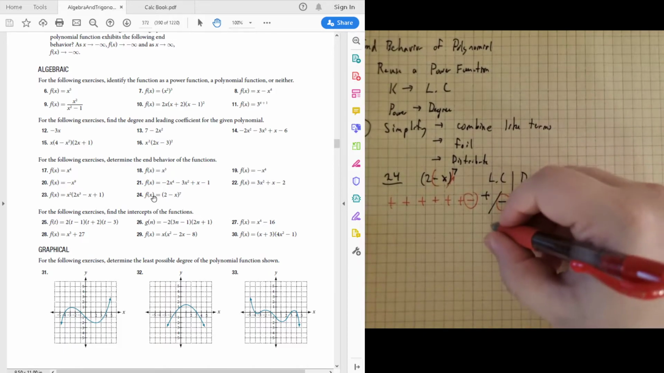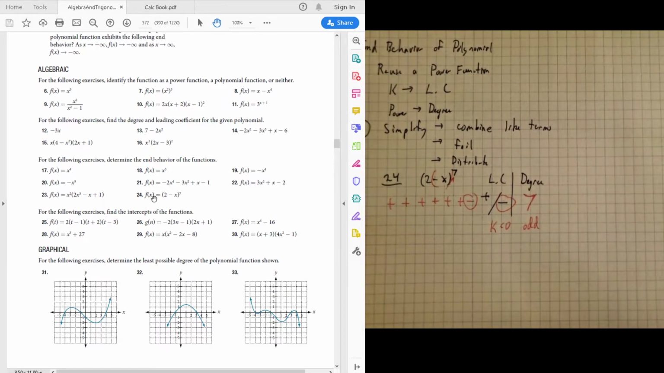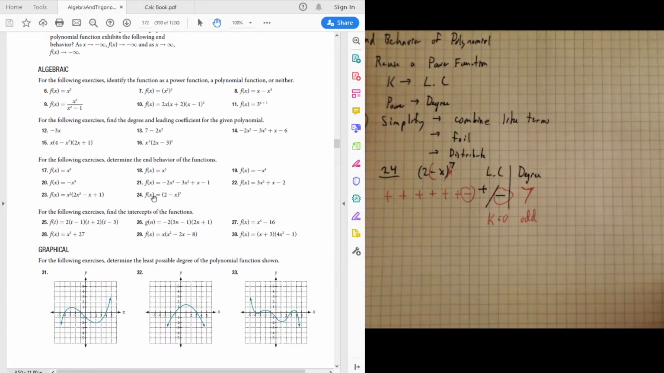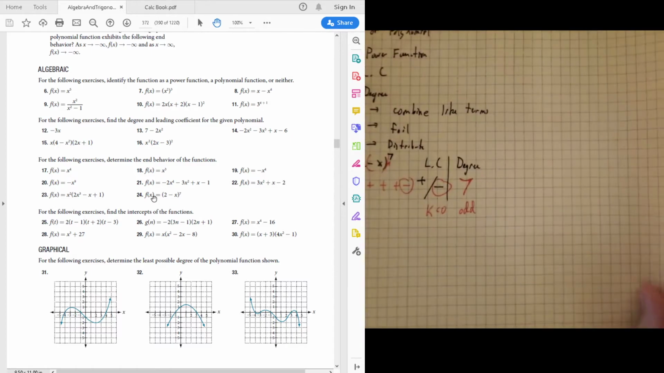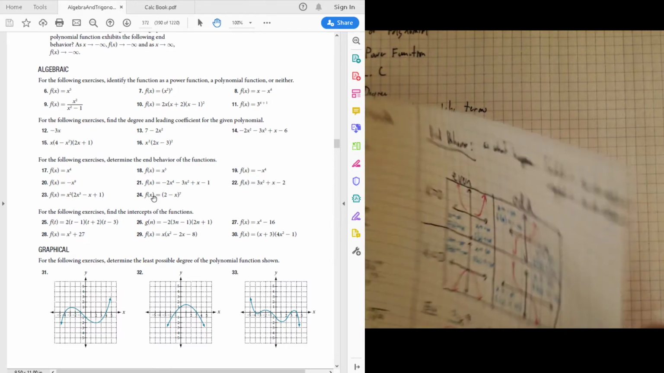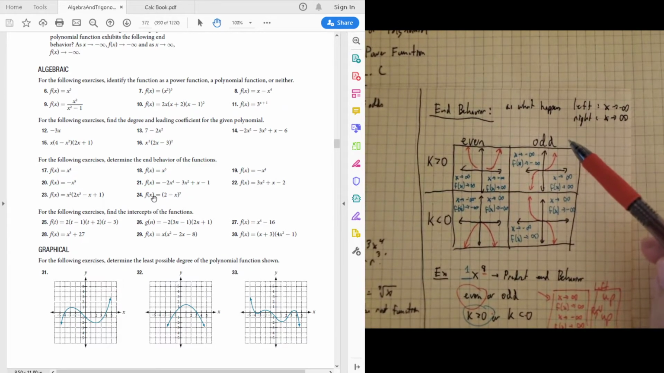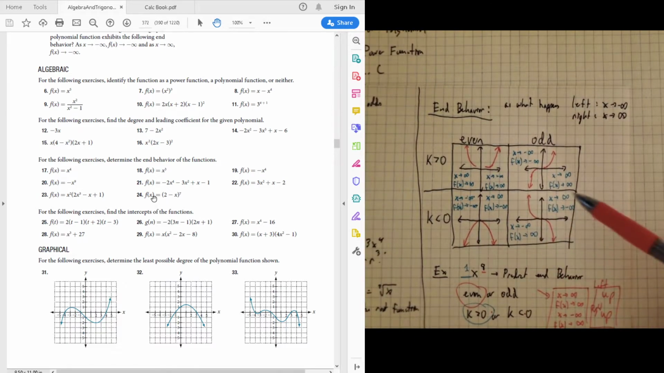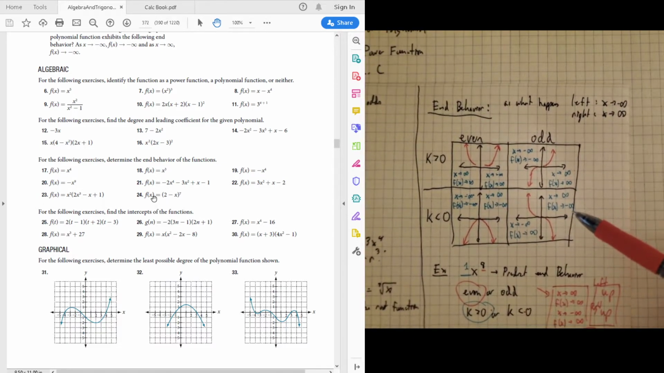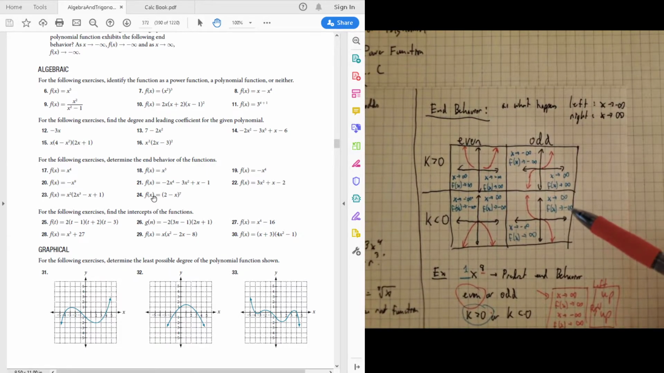Now, because it has k less than 0, and because the degree is odd, I can answer the question of what the end behavior is going to be by just looking at my list and seeing, is it even or odd? Well, it's odd. Is k bigger than 0, less than 0? It's less than 0, so it's going to have this end behavior. And that's all I need. I don't need to know the exact equation, because the question didn't ask for the exact equation. It said, what's the end behavior?